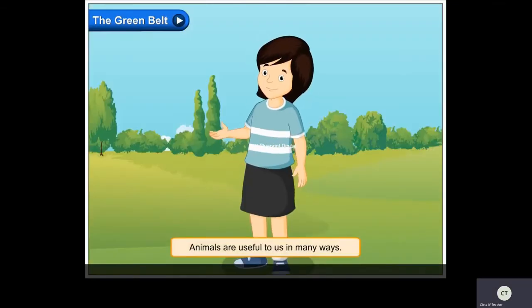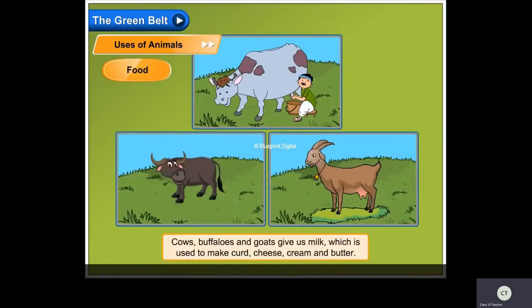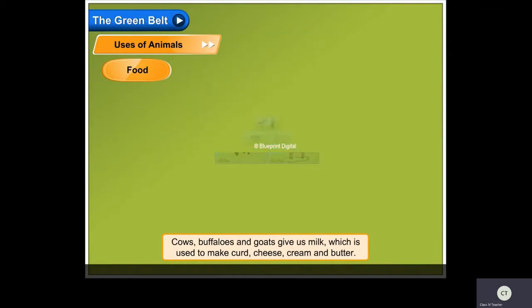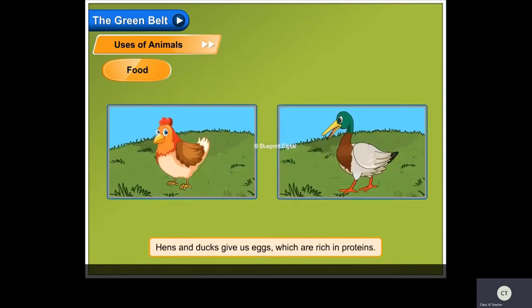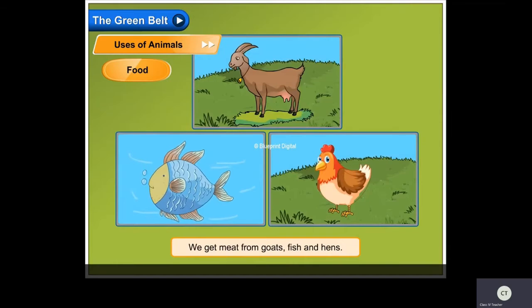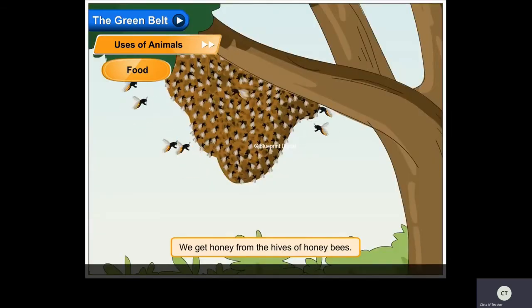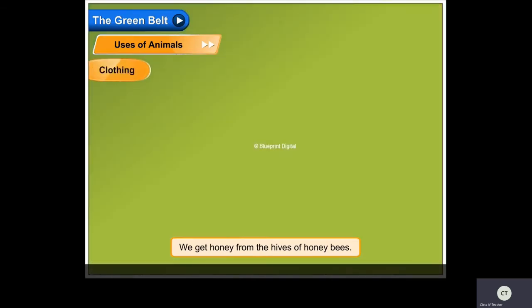Animals are useful to us in many ways. Uses of animals. Food. Cow, buffaloes, goat give us milk, which is used to make curd, cheese, cream and butter. Hens and ducks give us eggs, which are rich in proteins. We get meat from goats, fish and hens. We get honey from hives of honey bees.